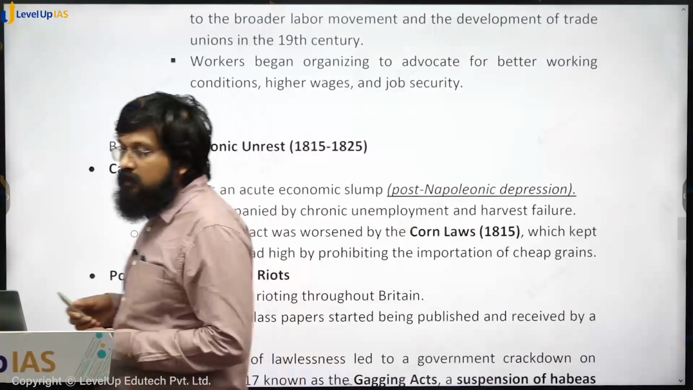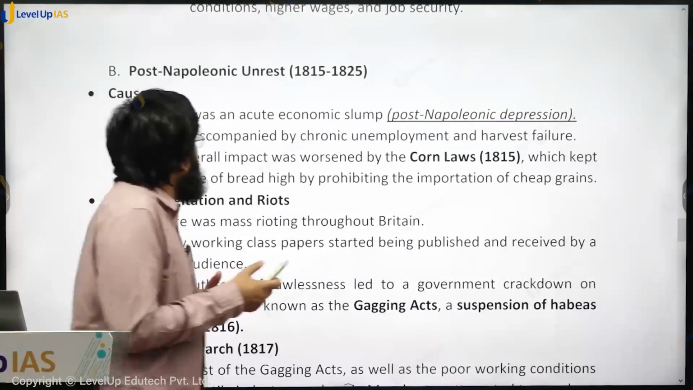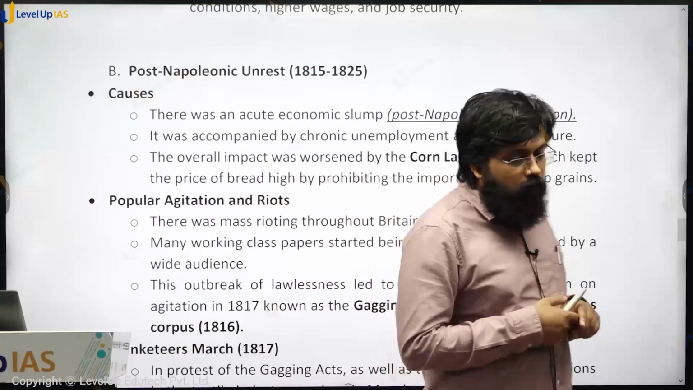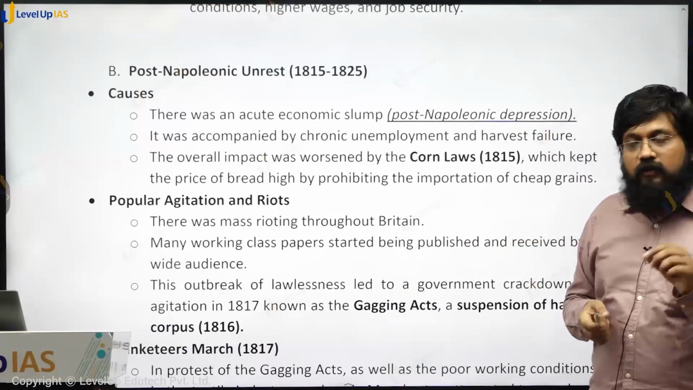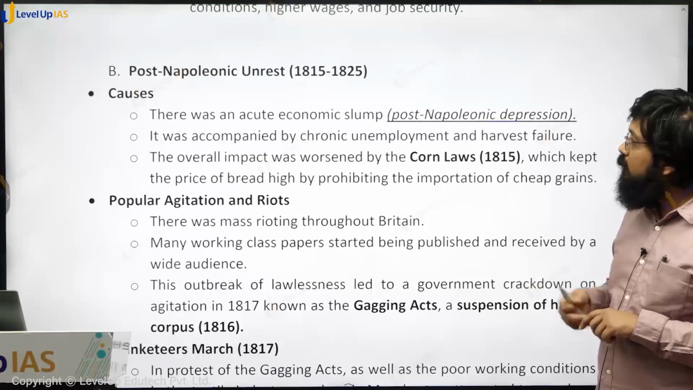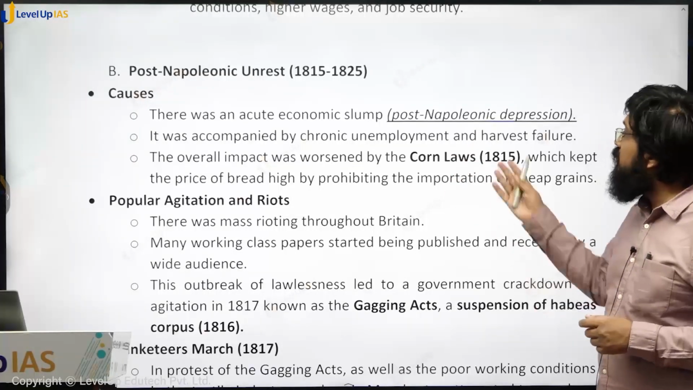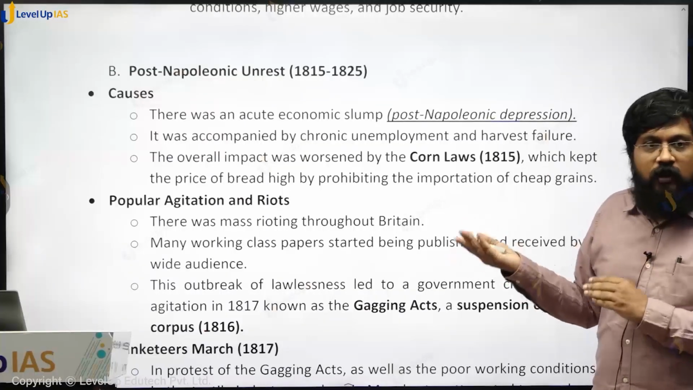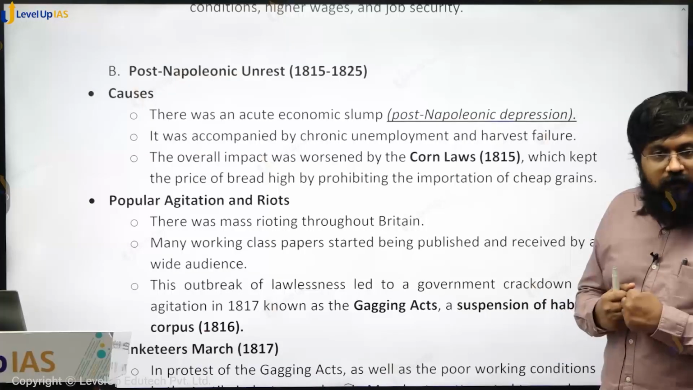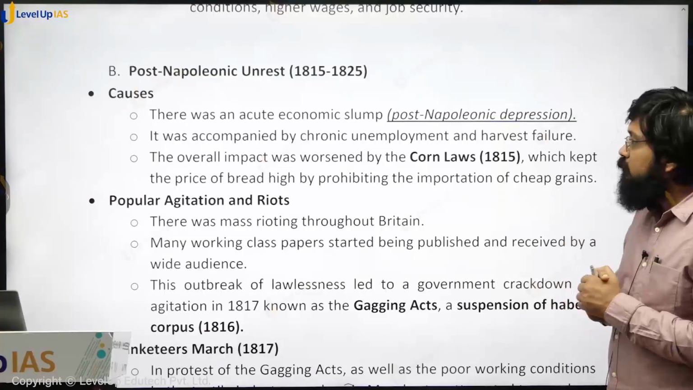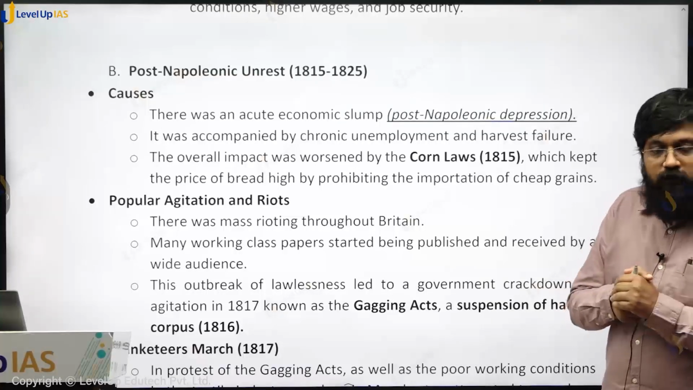In the post-Napoleonic era, how it all changed? Now there was an acute economic slump, post-Napoleonic depression in 1815 के बाद के कुछ सालों के लिए. It was accompanied by chronic unemployment and harvest failure. The overall impact was worsened by the corn laws. We have seen the corn law brought in 1815 that made the food prices higher. गरीबों का खाना मुश्किल हो गया in the cities at that time, which kept the prices of bread high by prohibiting the import of cheap grains.